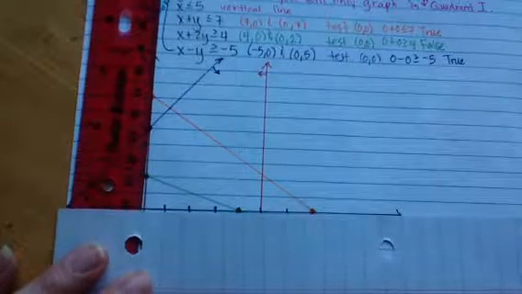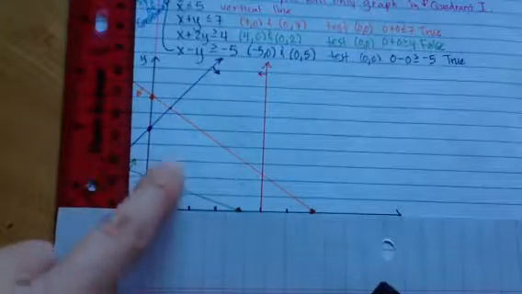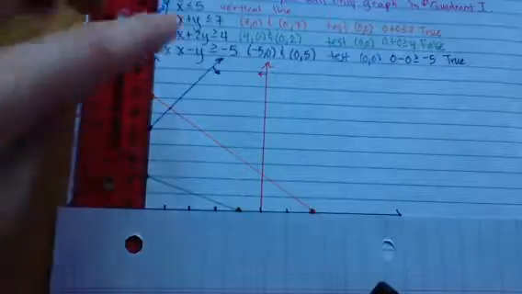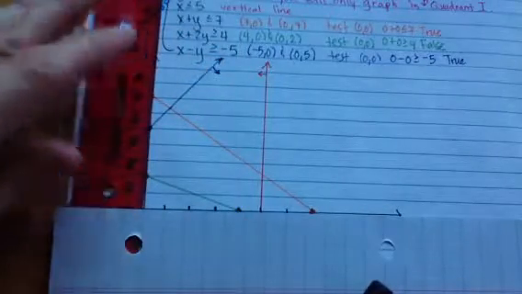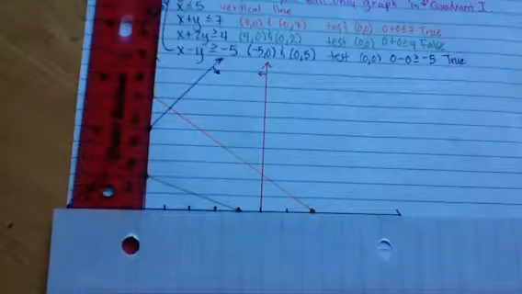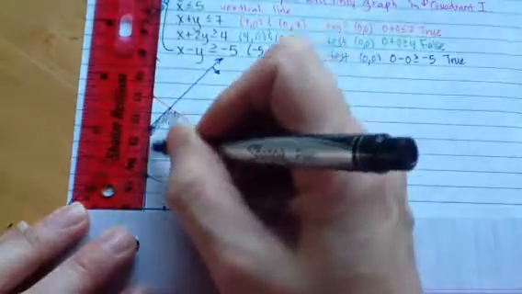When I look at where to shade, I'm going to pay attention to my arrows. I'm going to be above the green line, below the purple line, below the orange line, and to the left of the red line. So it looks like it's going to be this region in here.